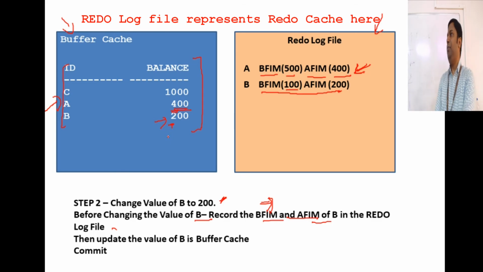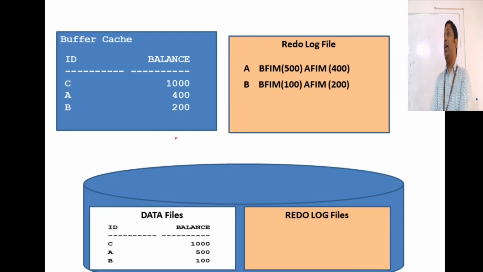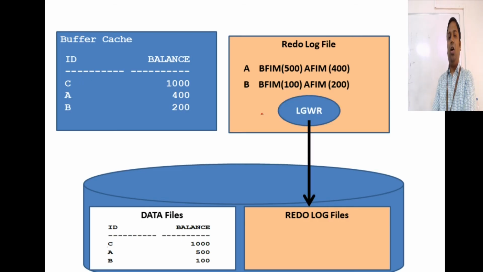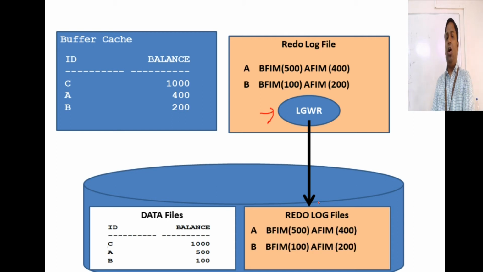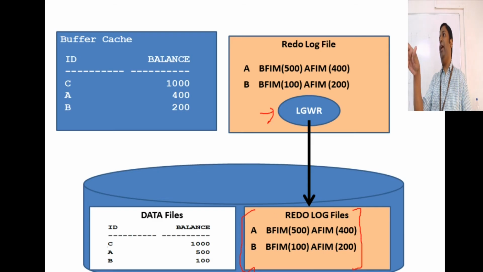What is the final step? After all the steps are done, you go and issue a commit. So when the transaction issues a commit, the very first thing that will be done is the log writer process. A process called log writer, LGWR, will first flush the redo log files to the permanent storage on the hard disk. So the redo log file was in the main memory, right? That will be first flushed to your hard disk.